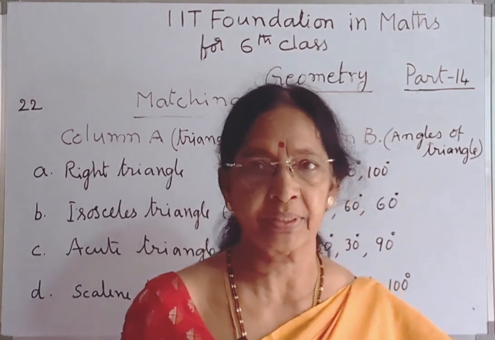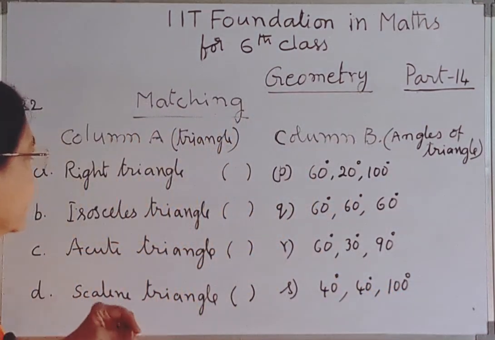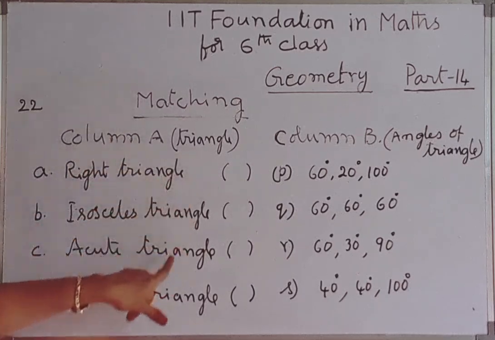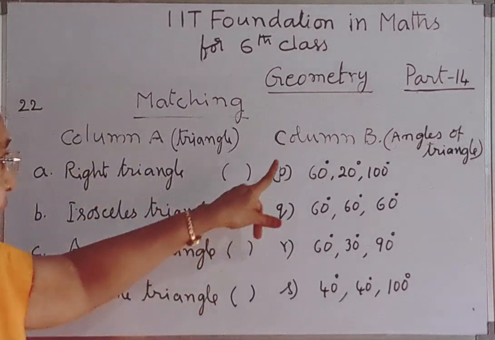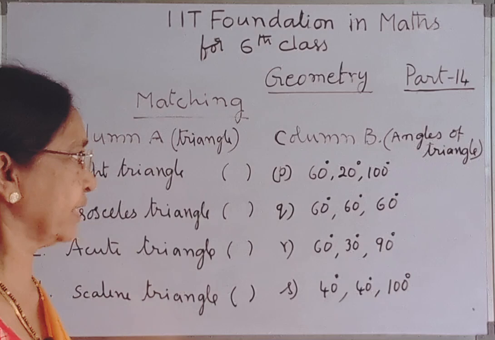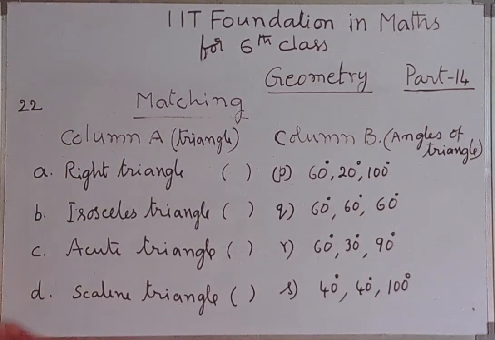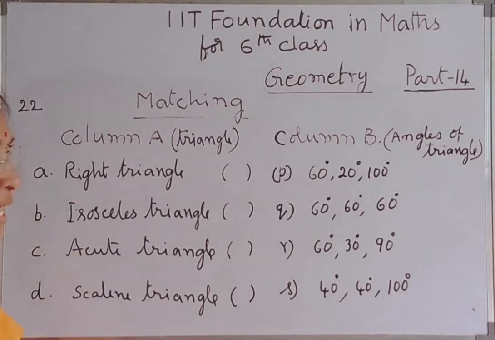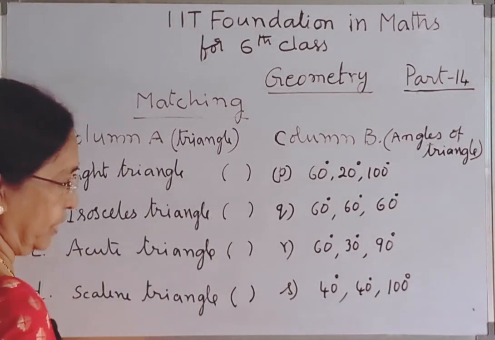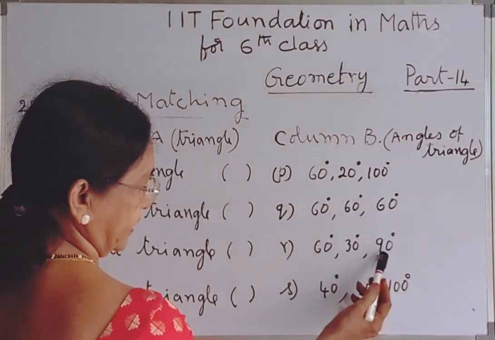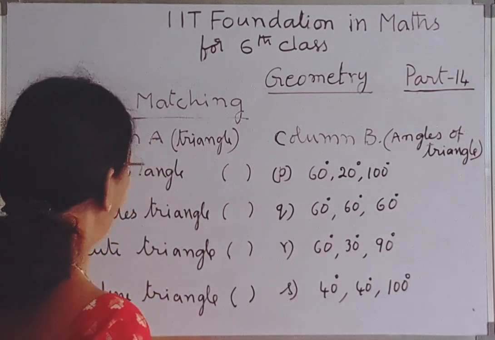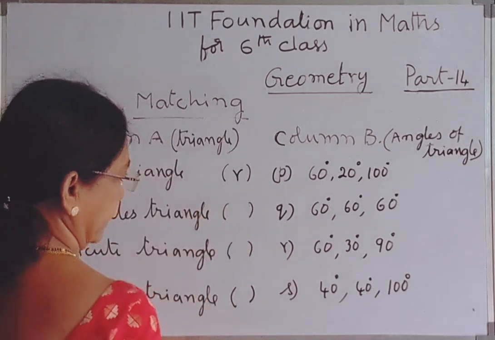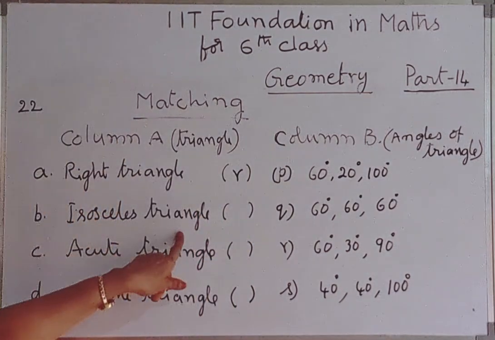Chapter 8 Geometry. We are doing exercise 22nd problem, matching. In column A, the names of the triangles were given. In column B, angles of the triangle were given. So, first one, right angle. Right angle means one of the three angles must be a right angle. So, here one of the three angles is a right angle, therefore this is the angles of a right angled triangle.